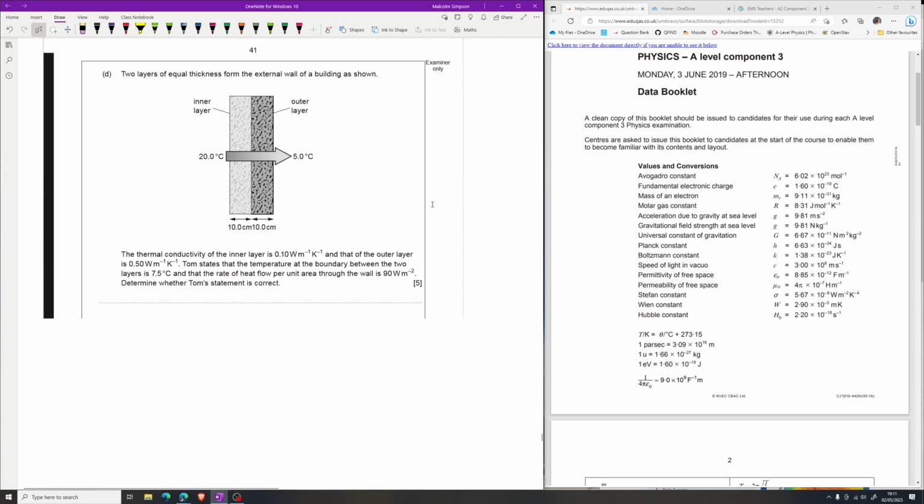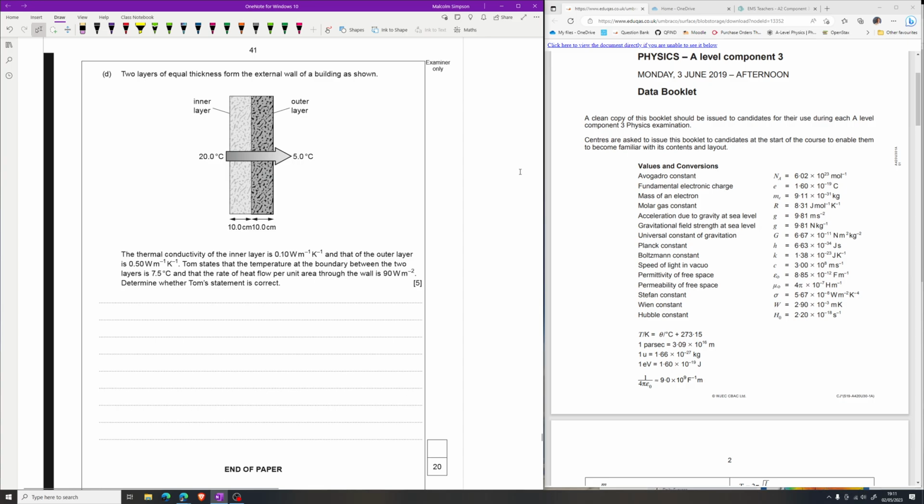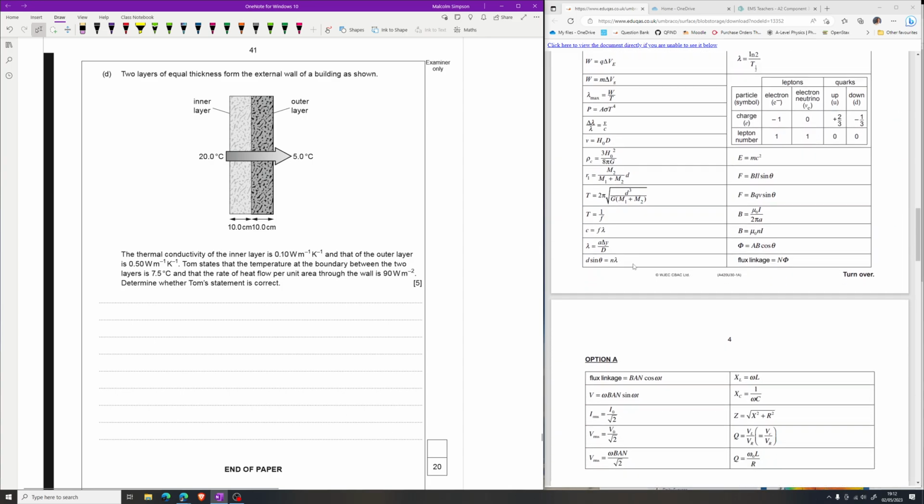Bit of a topic shift. Two layers of equal thickness form the external wall of the building as shown. Thermal conductivity of the inner layer is 0.1 watts per meter per Kelvin, and that of the outer layer is 0.5 watts per meter per Kelvin. Tom states the temperature at the boundary is that, and that the rate of heat flow per unit area is 90 watts per square meter. To determine if he's right.